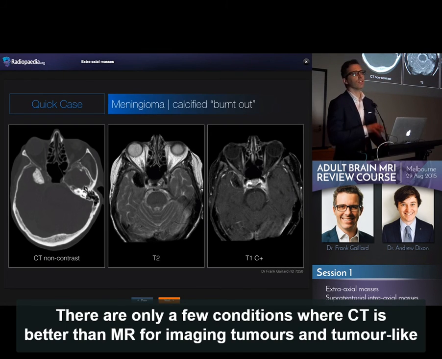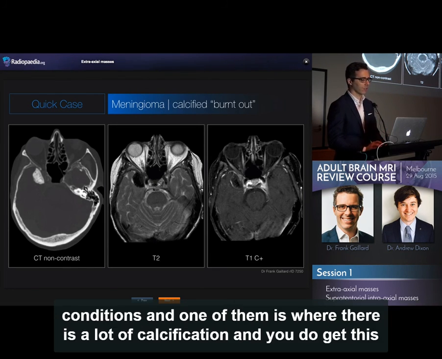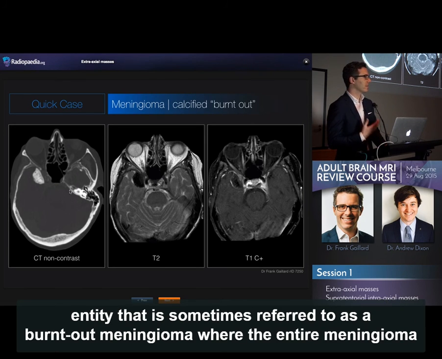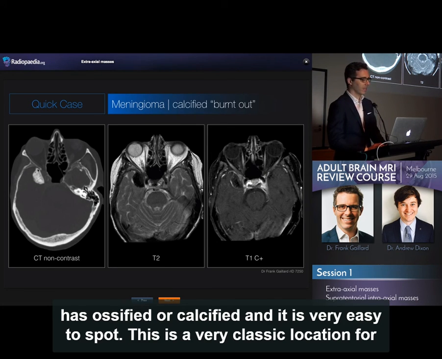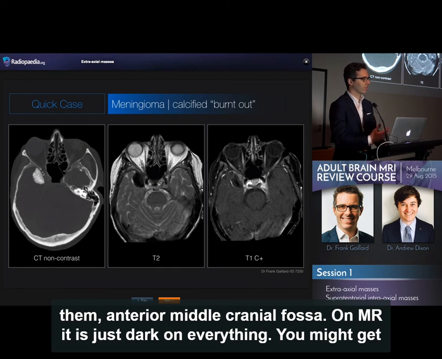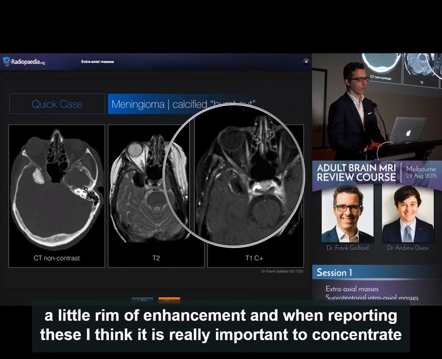There are only a few conditions where CT is better than MR for imaging tumours and tumour-like conditions. And one of them is where there's a lot of calcification. And you do get this entity that's sometimes referred to as a burnt-out meningioma, where the entire meningioma has ossified or calcified. And it's very easy to spot. And this is a very classic location for them, anterior middle cranial fossa. On MR, it's just dark on everything. You might get a little rim of enhancement.